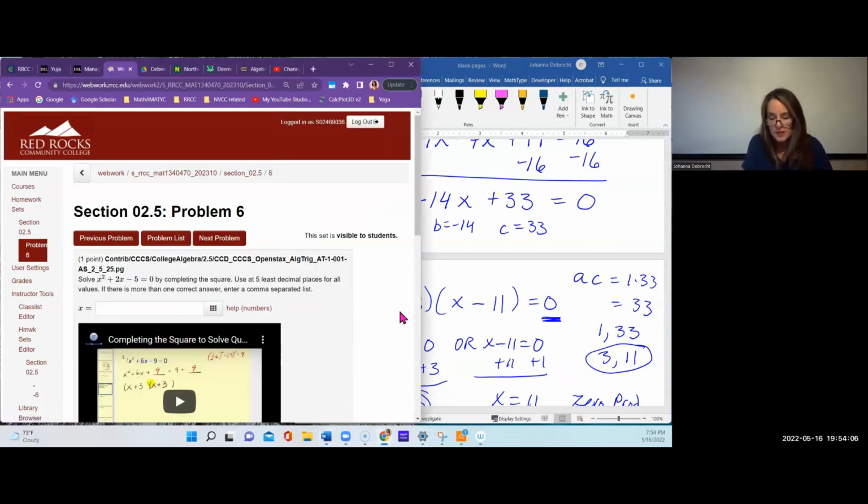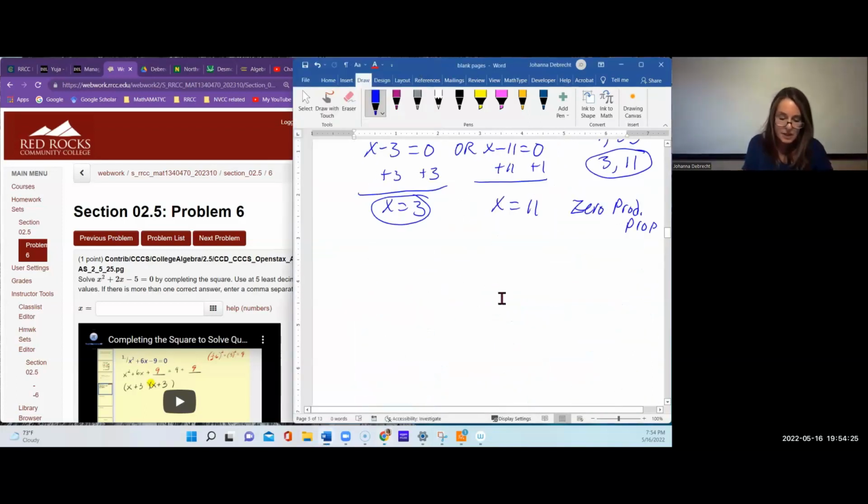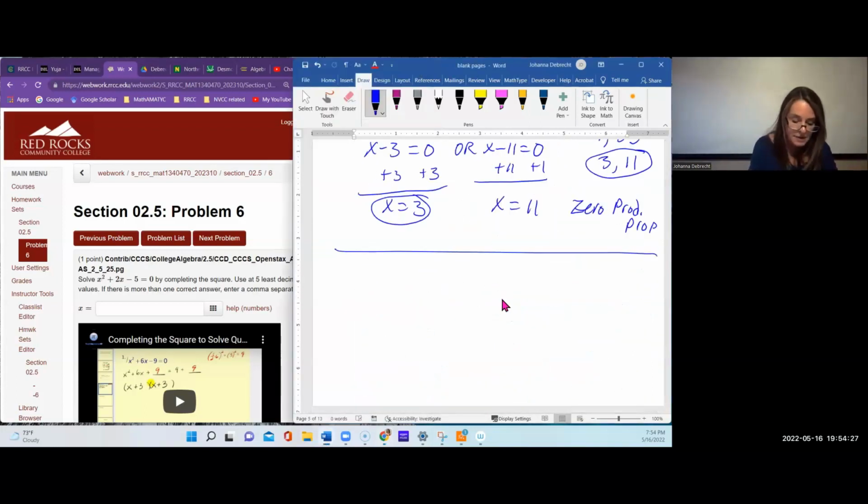In problem number 6, we have an added step to do, which is to go ahead and complete the square and then use the square root property. Now, why might we want to do that? Let's take a look at the problem that we have in number 6 and see what would cause us to do this.